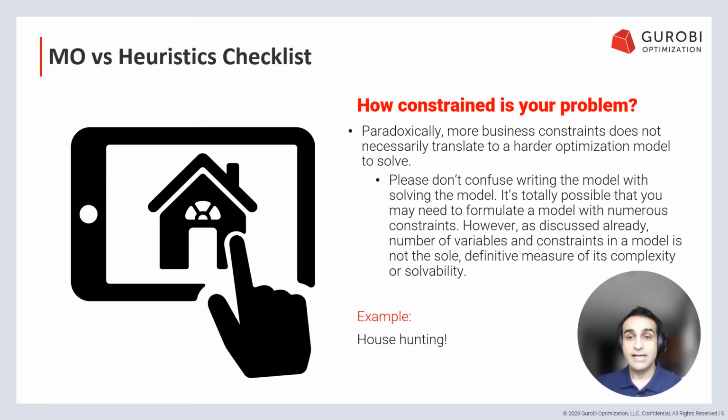The next question is, how constrained is your problem? This one is related to the previous point, but it deserves its own discussion. When people think about the difficulty of the problem, sometimes they look at the many constraints they have and how hard it is to consider all of those in their current approaches, especially if the current solutions are based on heuristics. But unlike heuristics, more business constraints do not necessarily translate to a harder optimization model to solve. In fact, they may turn out to be a blessing in finding the solution because they cut down the solution space, leaving fewer options to evaluate.